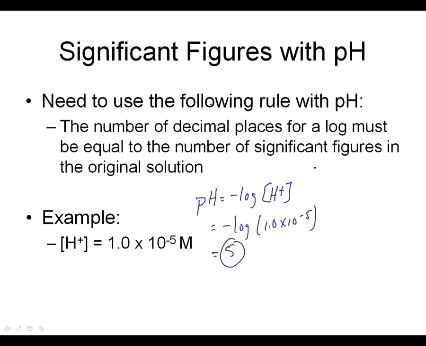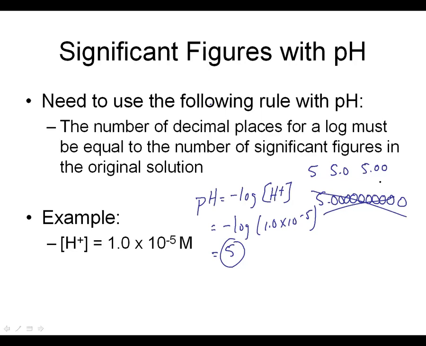Now the question becomes, what should you report as the answer? Should it be 5? Should it be 5.0? Should it be 5.00? Should it be 5.000000000? I'm going to go no on that last one. It just feels like a lot of zeros, to be honest with you. So let's talk about, again, what the rule is.